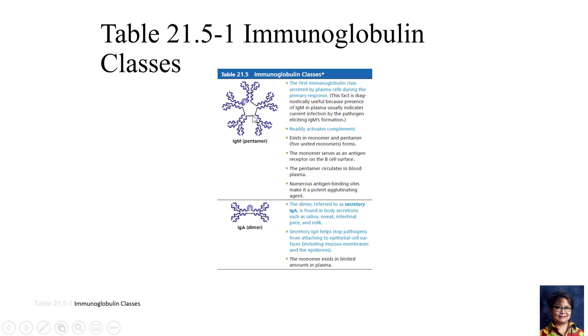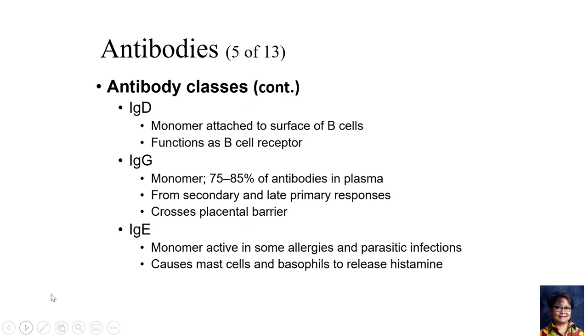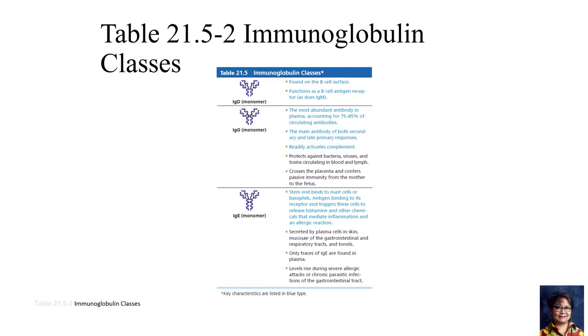This is very useful in diagnostics because presence of IgM in the plasma usually indicates a current infection by the pathogen that elicits the formation of the IgM. Then you have your immunoglobulin D, G, and E. Immunoglobulin D functions as a B cell antigen receptor, and it is found on the B cell surface. IgG is the most abundant of all the antibodies in the plasma. They account for about 75 to 85% of the circulating antibodies. They're the main antibody for both secondary and late primary responses.